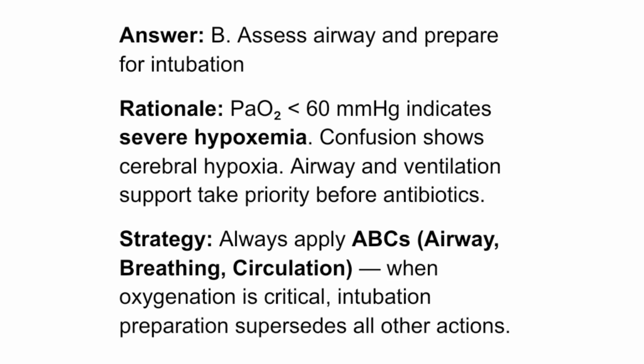Rationale: PaO2 less than 60 mm of mercury indicates severe hypoxemia. Confusion shows cerebral hypoxia. Airway and ventilation support take priority before antibiotics. Strategy: always apply ABCs: airway, breathing, circulation. When oxygenation is critical, intubation preparation supersedes all other actions.